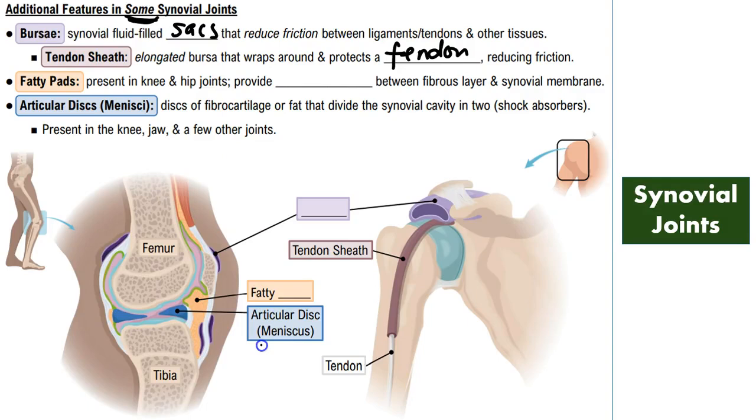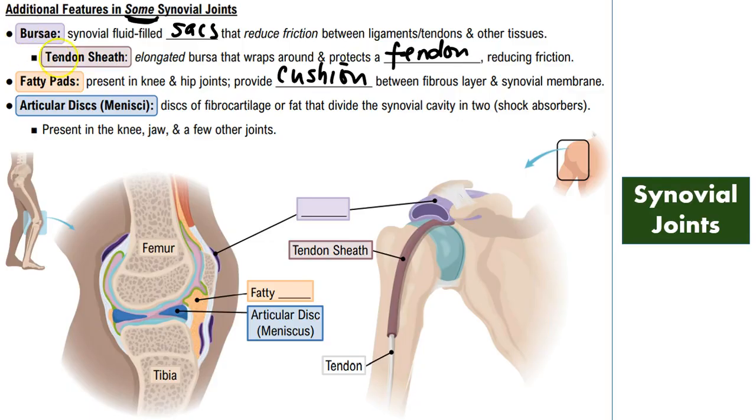Now, we also can have fatty pads, and these are usually present in the knee and hip joints. And what is this going to do? Provide cushioning. It's going to provide cushion between the fibrous layer and the synovial membrane. More cushion, again, providing more stability.